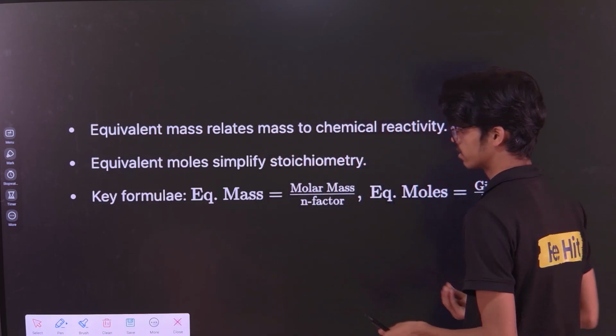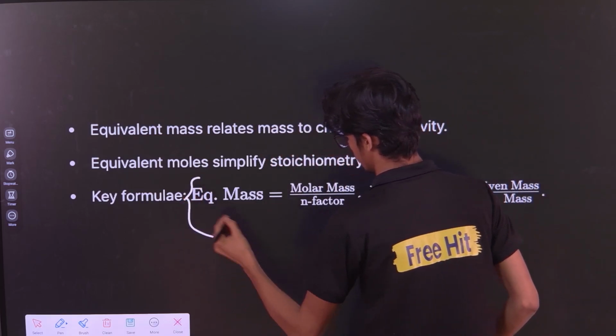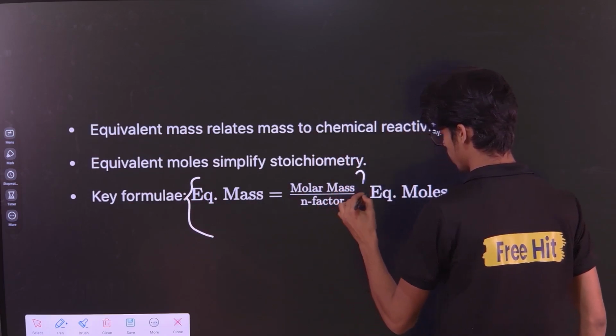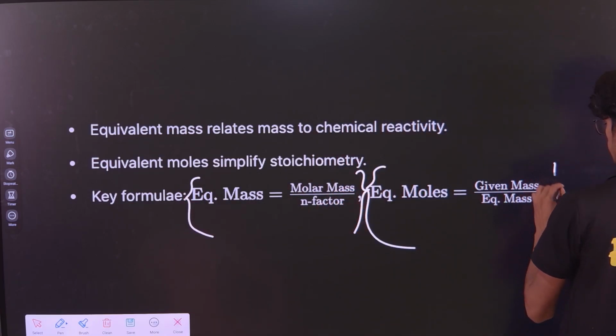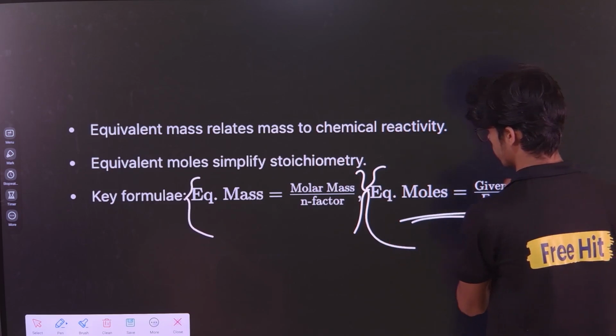And the last is the key formulas, which are this one. Equivalent mass is equal to molar mass divided by N factor, and equivalent moles is equal to given mass upon equivalent mass. I hope now you are able to understand this.